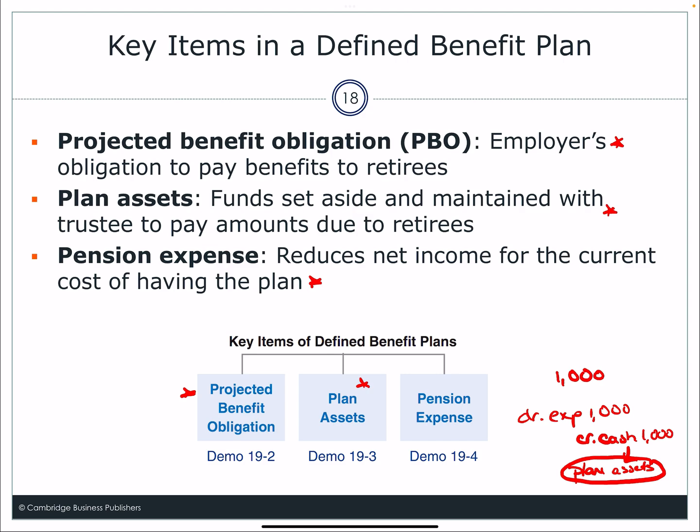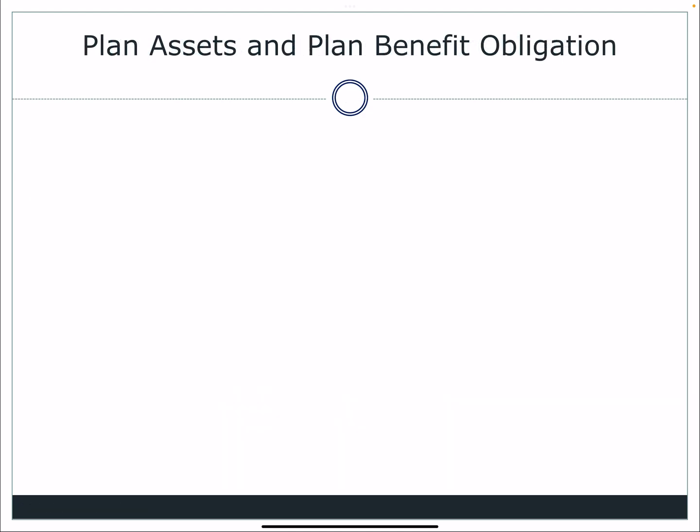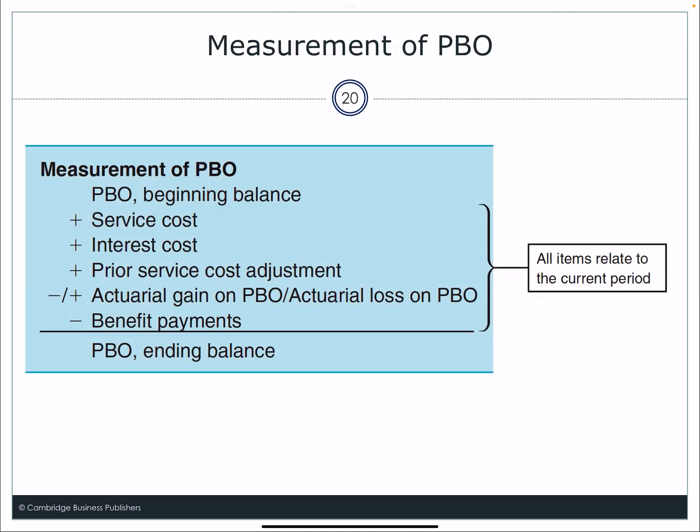So let's start on going through the measurement of the pension benefit obligation. All right, so we've got a beginning balance. This assumes we've been in business for a while. We're going to add to it this concept of service cost. We're also going to add in interest cost, any prior service cost adjustment, these actuarial gains, and then we'll take out any benefit payments. Because if we actually pay some of those pensioners their benefit, we lose some of the liability, right? It decreases.